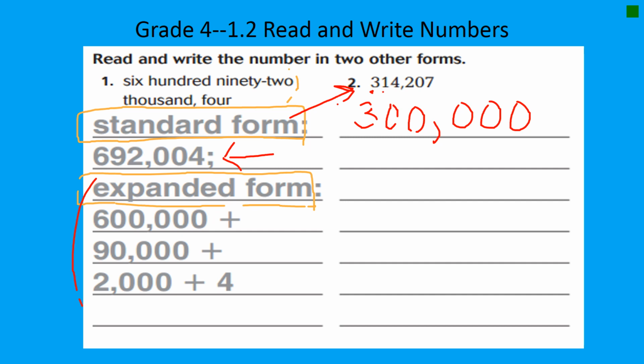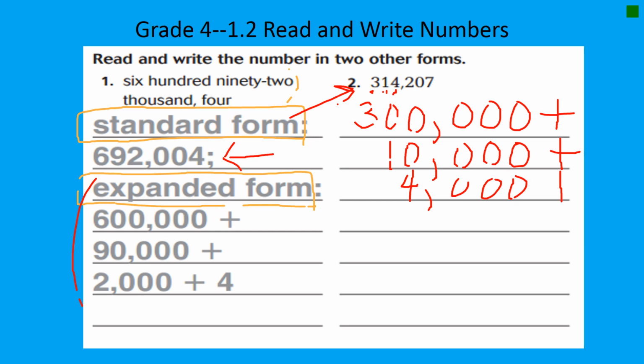And then we're going to jump over to the 1 plus. And that 1 is in the 10,000s place, so we're going to write 10,000 plus. Okay? Then we're going to go to the 4. Next number over. The 4 is in the thousands place, so we're going to put it as 4,000 because that's the value of a 4 in the thousands place. Then we put a plus.